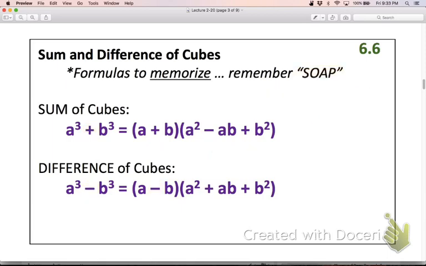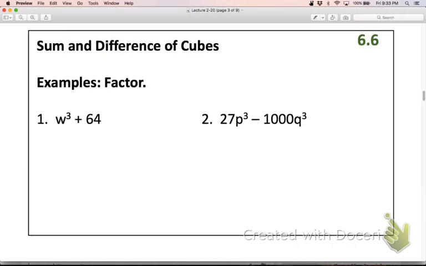So let's look at some problems where we would actually use that formula so you can see how it works. So here's two examples that we want to try to factor.